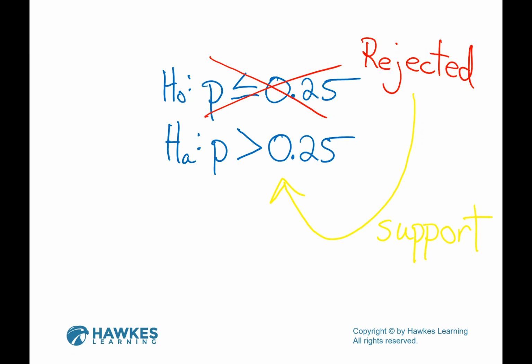So when we reject the null hypothesis, that means we have strong support, strong evidence in our data in support of the alternative hypothesis. In this case, the alternative hypothesis was the campaign manager's claim. So yes, this outcome supports the campaign manager's claim.